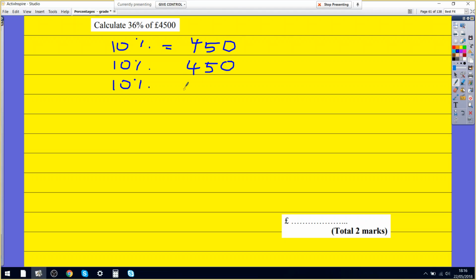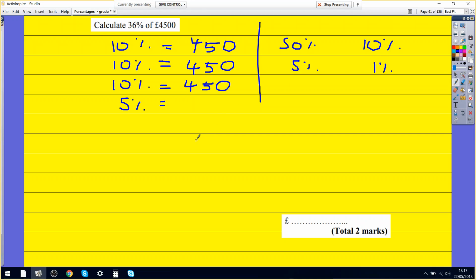And then how could we get the 6% using our useful ones? Wouldn't you half it? So that would give you 5%. So what is 5%? 5% would be £45. And so that gives us 35. We want 36. What else do we need? 1% would be £4.50. Well done.